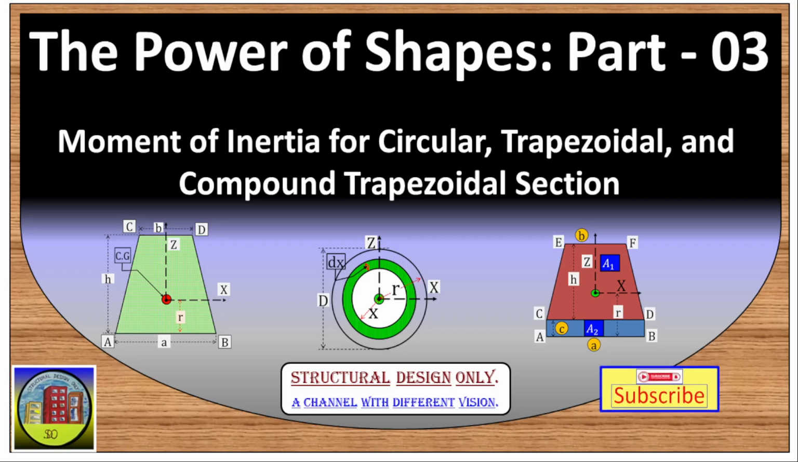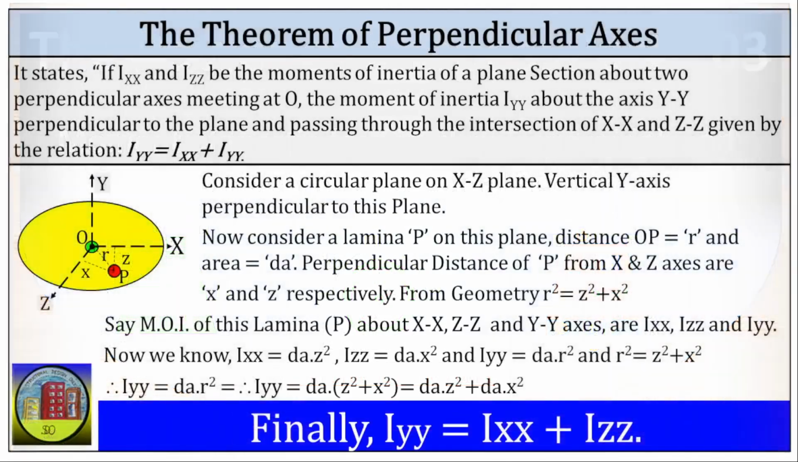Now, let's begin our journey with the classic circle. This simple shape holds the key to many structural calculations. Let's see how we can determine its moment of inertia. Let's introduce a crucial concept before diving into the calculations for a circular section: the theorem of perpendicular axes. This theorem is fundamental to understanding moment of inertia.